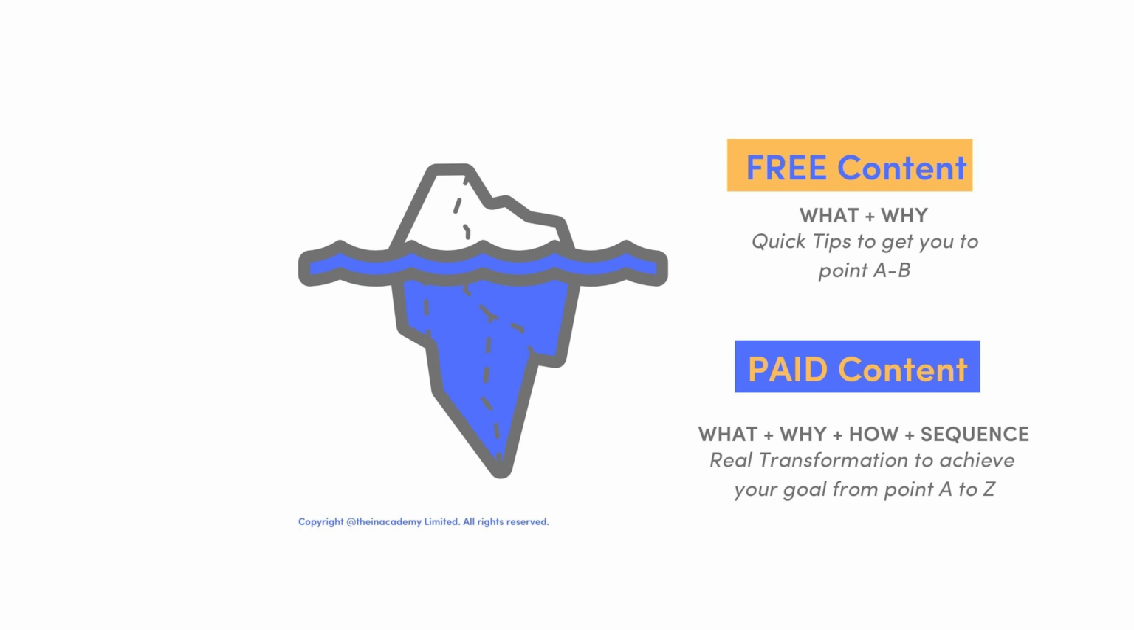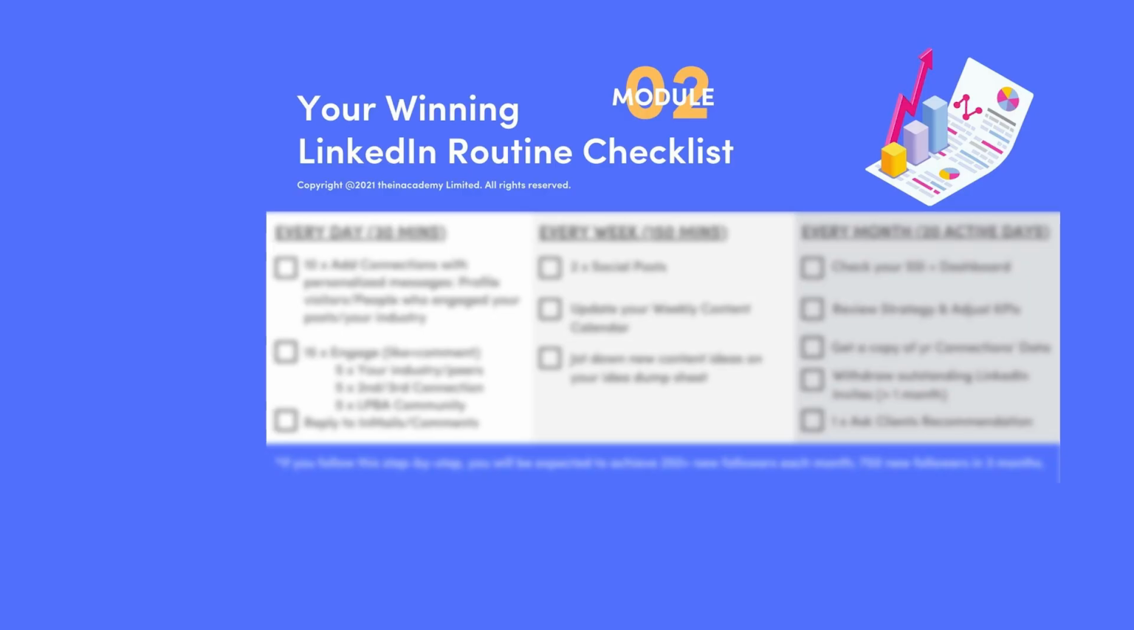Free content tells you the what. It gives you the quick tip to get you from point A to B. Paid content also tells you more. It tells you the how, the sequence, the real transformation to achieve exactly what you deliver and promise your clients. So your goal is to get from point A to Z. So that's the difference, right? If you're posting way too much how-to content as well as sequences, there is a problem with your content, okay?